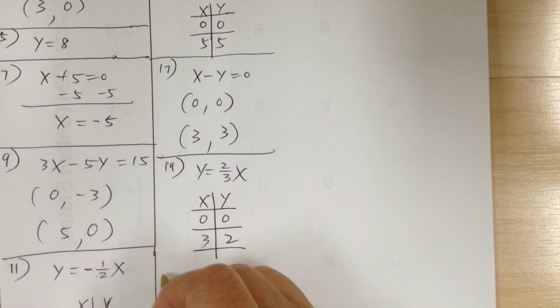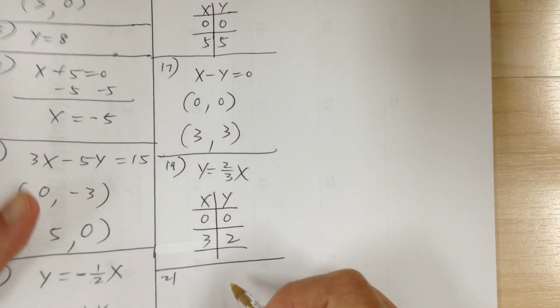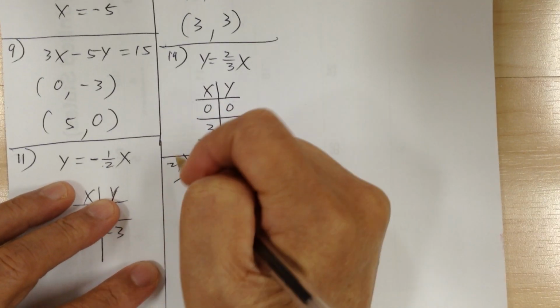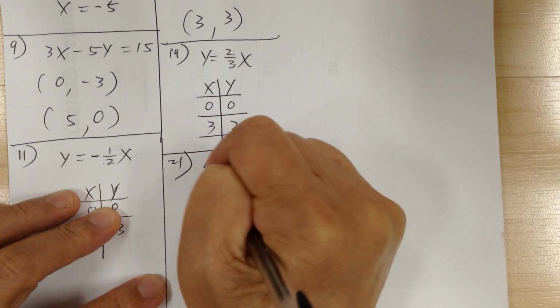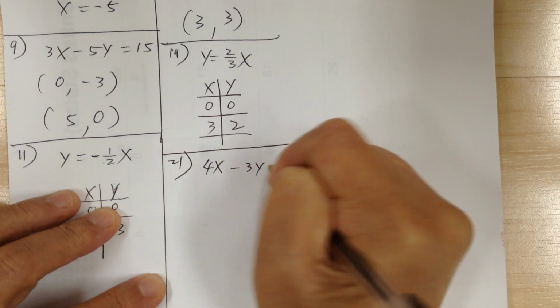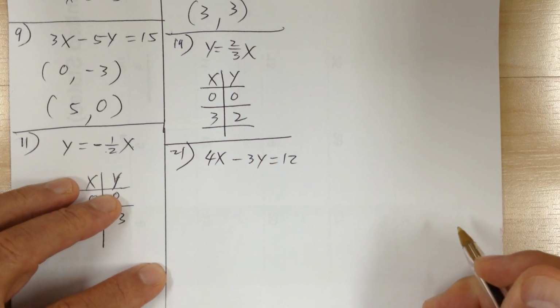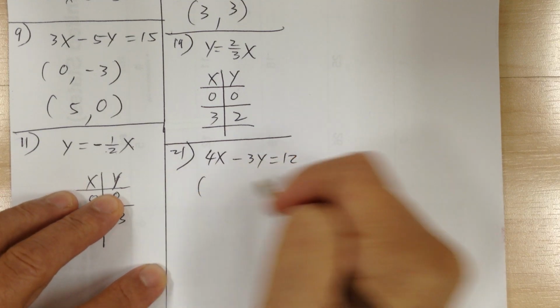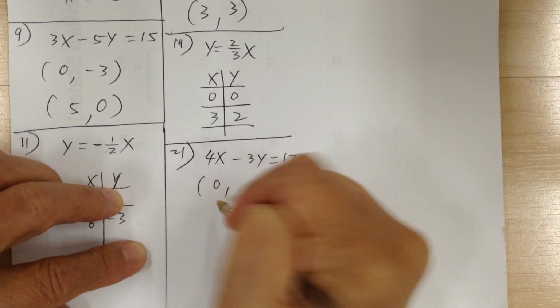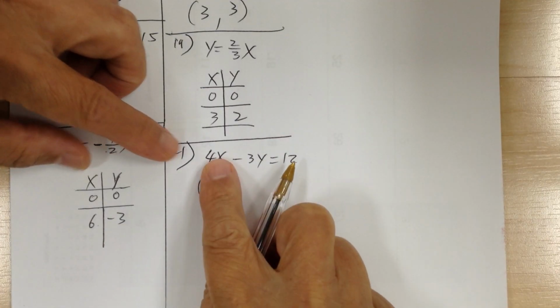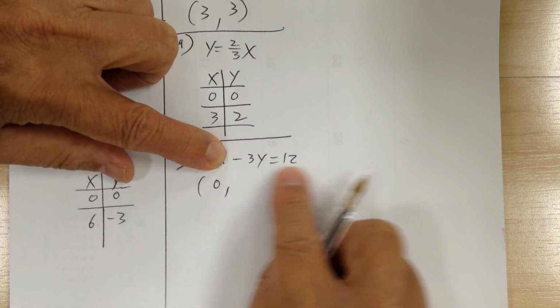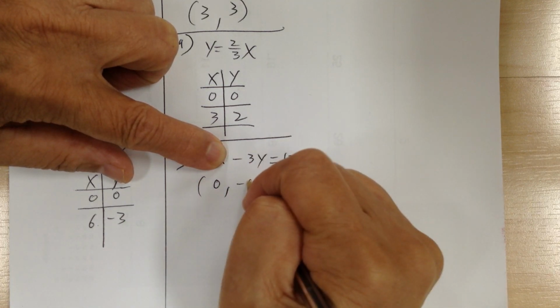Okay, let's go to number 21. You have 4x minus 3y equal to 12. So this is a standard form. So just let x equal to 0. So when x equal to 0, this is gone. So divide both sides by -3, you're going to get -4.